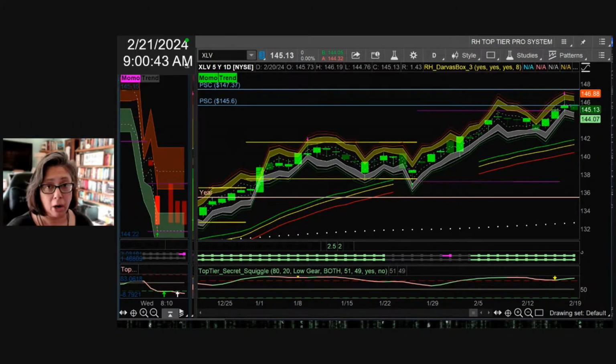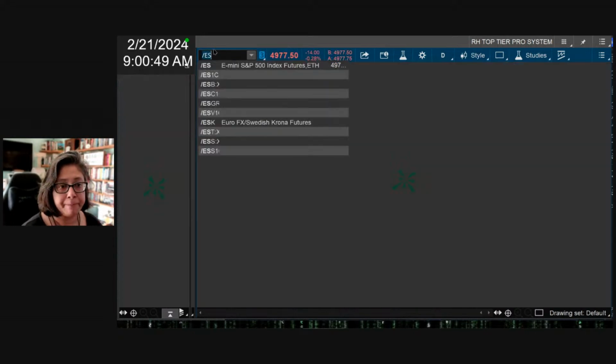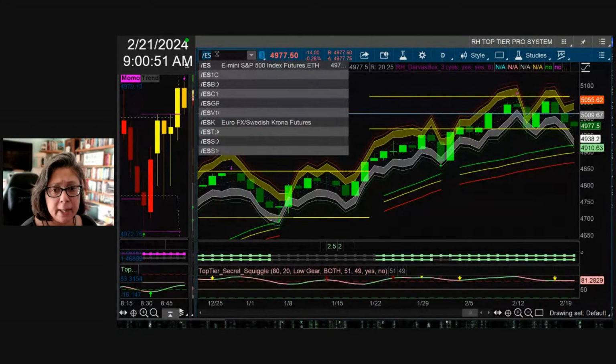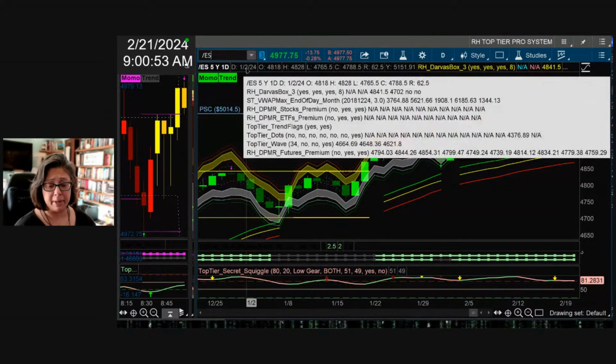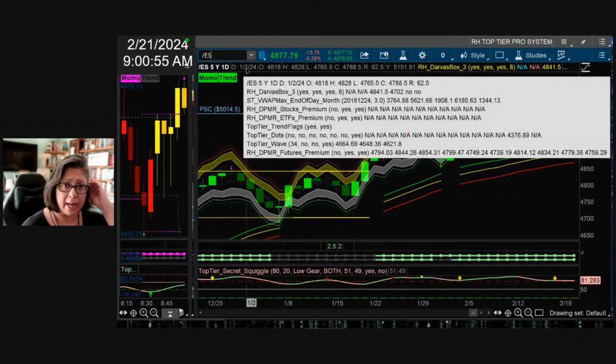We are kicking off this morning with a look at the broader averages. Let's take a look at where we sit in front of the FOMC meeting minutes. Those are coming up at 2 o'clock today.